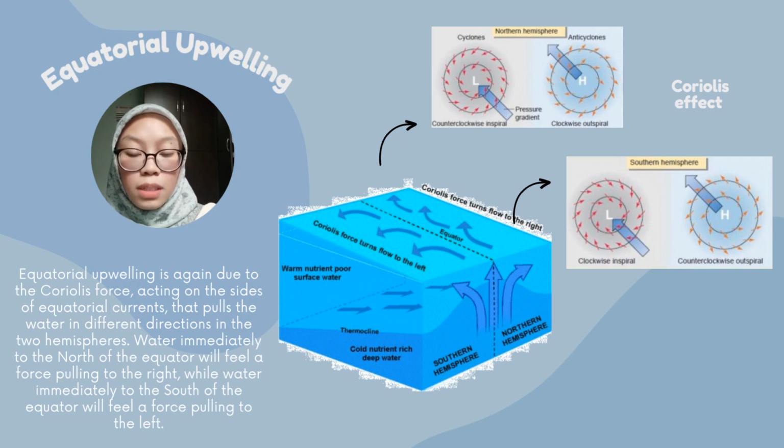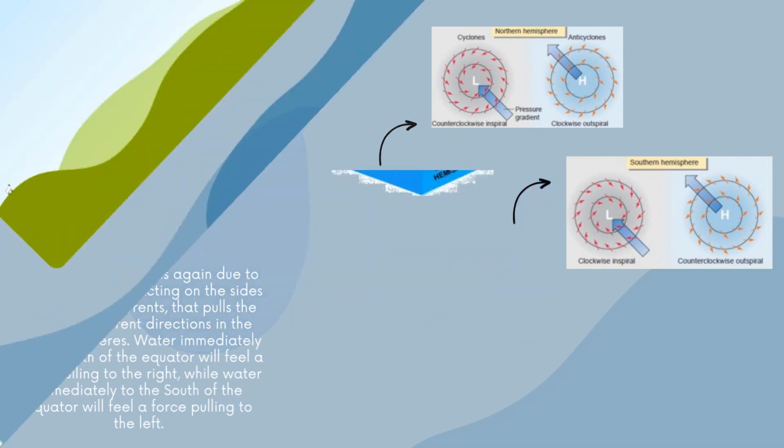Water immediately to the north of the equator will feel a force pulling to the right, while water immediately to the south of the equator will feel a force pulling to the left. So, this causes a divergence at the surface at the equator, which drags up nutrient-rich water from below.